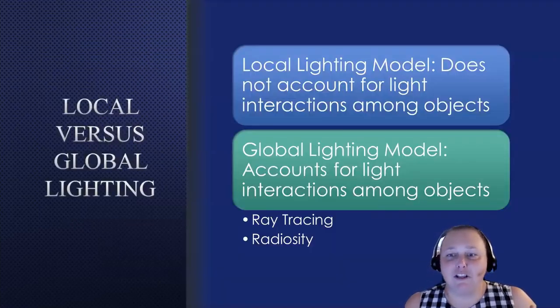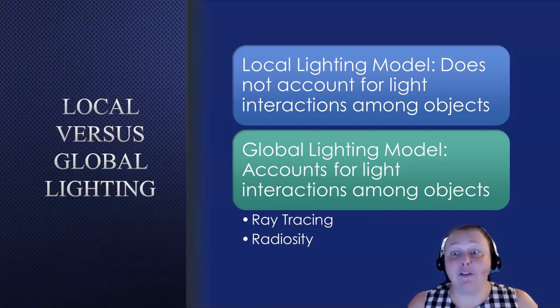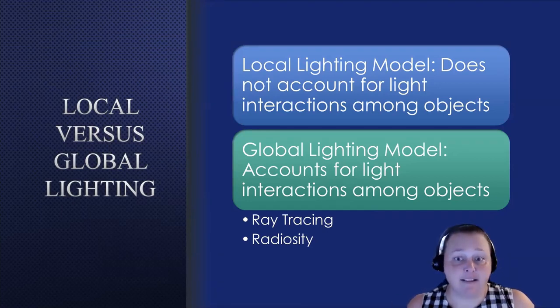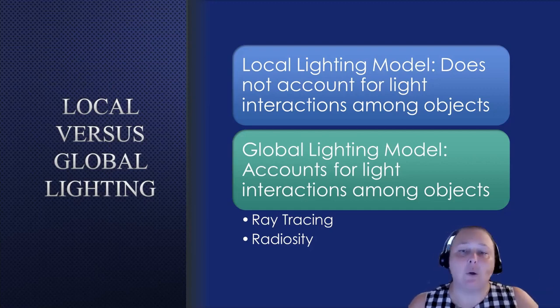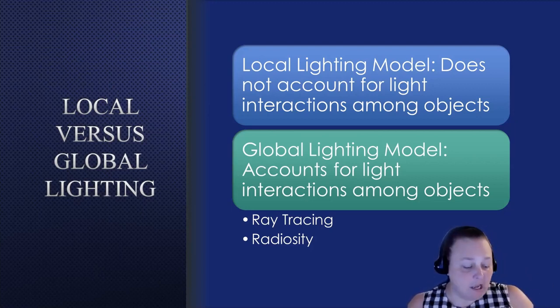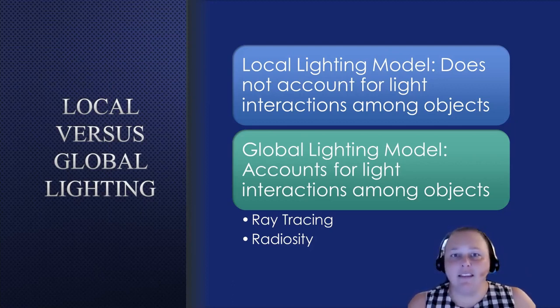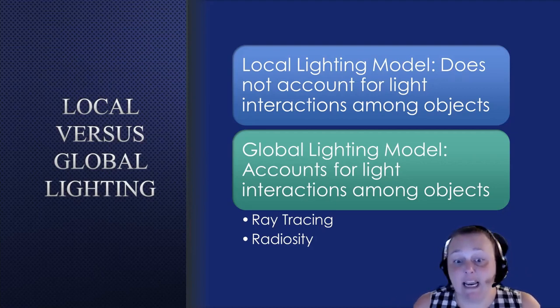One other thing is local lighting versus global lighting. Now, the local lighting model does not account for light interacting among objects, which means if you have one sphere and you've got a light on that sphere, it's only dealing with that one sphere at a time. Global lighting, on the other hand, is going to account for interaction between objects. So if you have two spheres, and one is blocking the light of the other, in global lighting, it is going to reflect that. So for global lighting, we use things like ray tracing and radiosity.